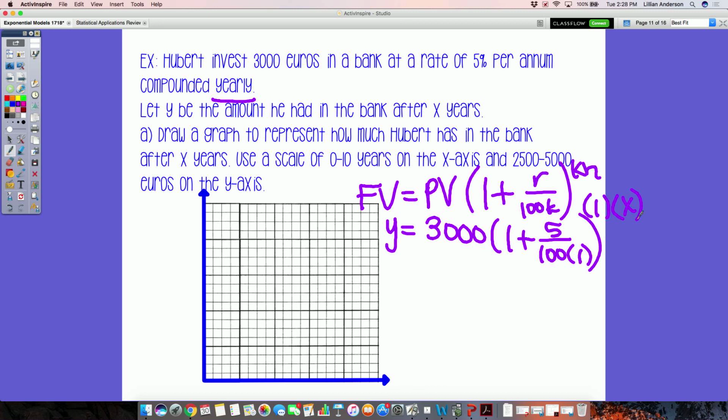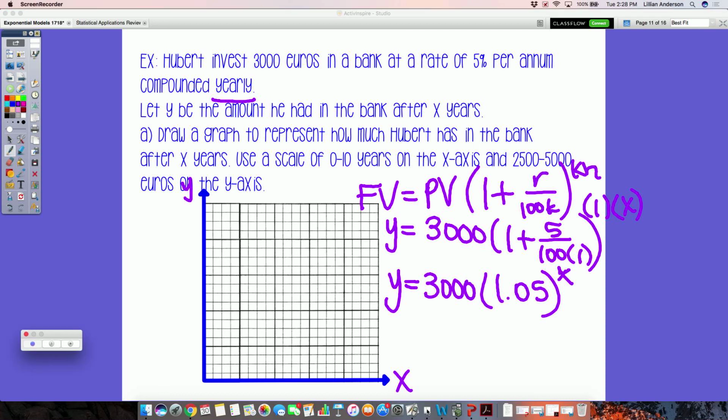So we're almost there with our equation. What's 5 over 100? 0.05. So when I add it to 1, it becomes 1.05, and 1 times x is x. And there's your equation, your exponential function, to graph using a scale of 0 to 10 years on your x-axis and 2,500 to 5,000 euros on your y-axis. You go ahead and graph this function on the grid that's given to you on your paper.